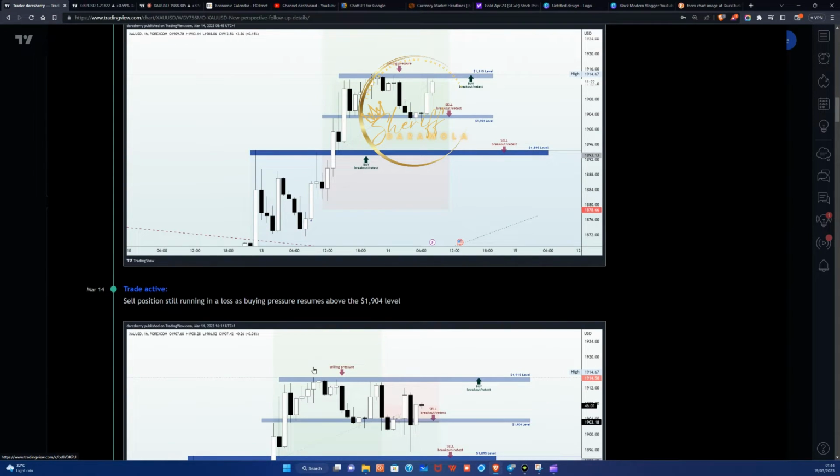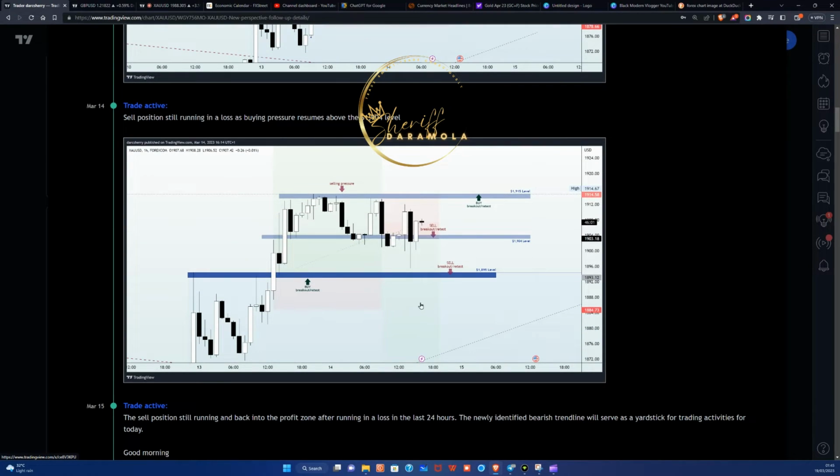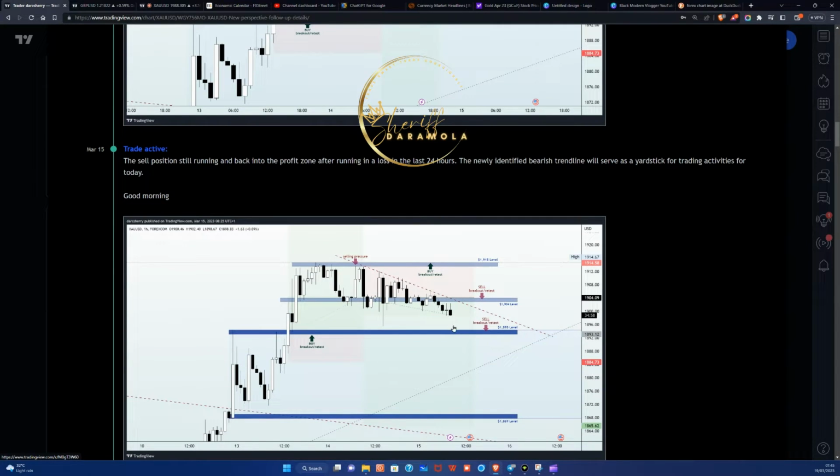This continued into the New York session on that day, and as a result of this continued selling pressure here, we thought that price action would actually go through a bearish momentum, so we positioned ourselves right below the 1904 in anticipation of a reversal pattern on this market structure. And we had our sell stop order triggered here, and price action spent about 24 hours at the loss zone before we saw price continue to the downside.